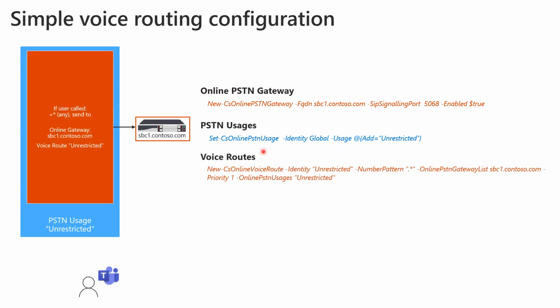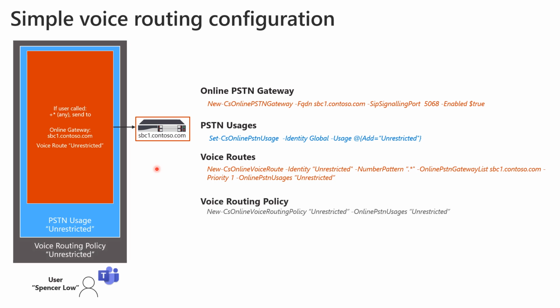I will then associate that usage with a new voice route. So here you see I do my New-CsOnlineVoiceRoute. The name of the route, I'm also going to call Unrestricted. And you'll see my number pattern here is .*. That's basically a catch-all. It's going to match any number pattern. My online PSTN gateway list is my session border controller, SBC1.contoso.com. It's priority 1 because this is the only route that I have. And here I've associated the usage, online PSTN usage, that I created earlier to this voice route. Right? So there's my usage of Unrestricted. There's my route of Unrestricted with this gateway, matching basically any number going to this session border controller.